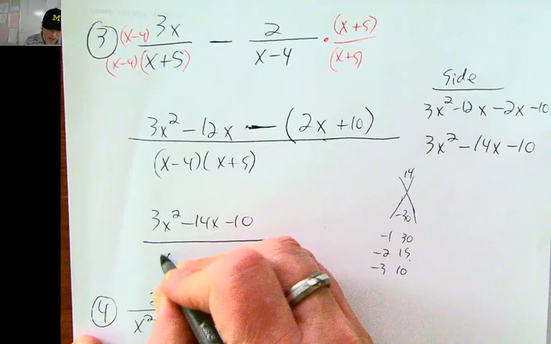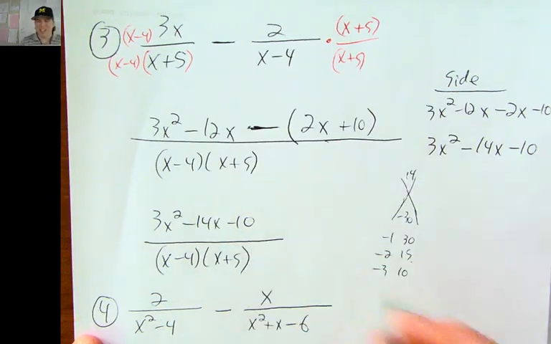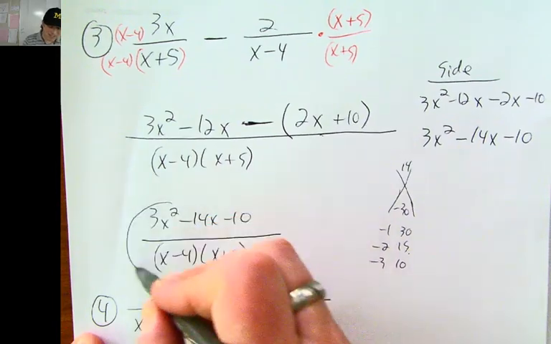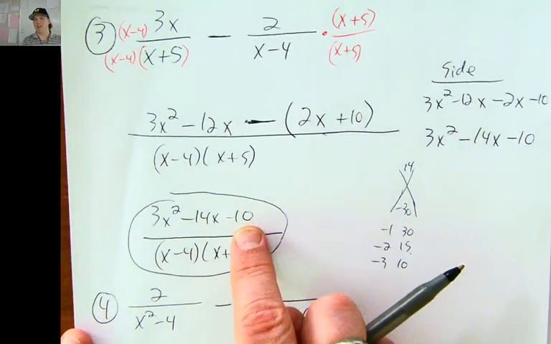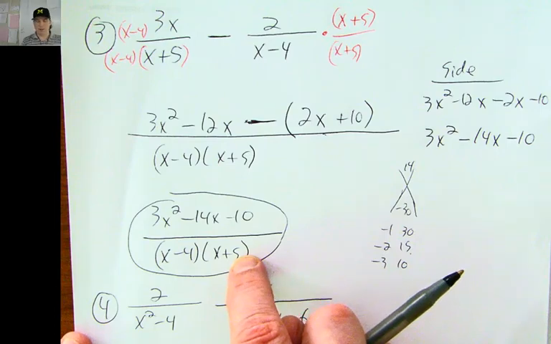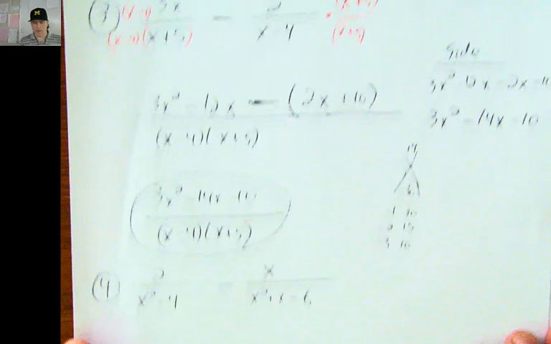The denominator is x minus 4 and x plus 5. This isn't the best answer in the world because you have a numerator that's not factored and a denominator that is. Maybe it'd be better form to multiply this out, but I'm actually perfectly okay with that answer.